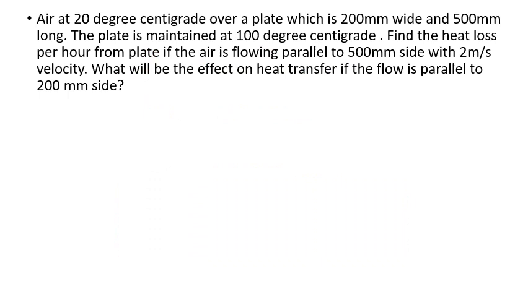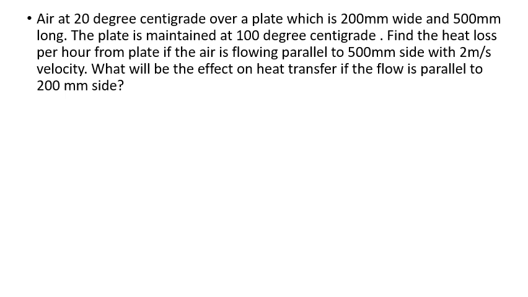Let us solve the first problem. Air at 20 degrees centigrade flows over a plate which is 200 mm wide and 500 mm long. The plate is maintained at 100 degrees centigrade. Find the heat loss per hour from the plate, if the air is flowing parallel to the 500 mm side with 2 meter per second velocity. What will be the effect on heat transfer if the flow is parallel to the 200 mm side?